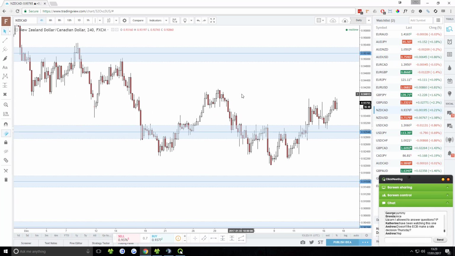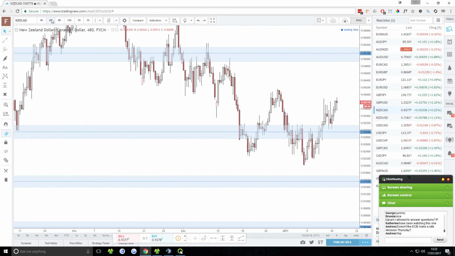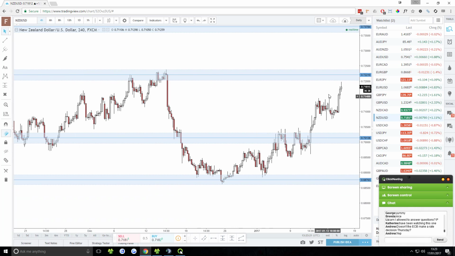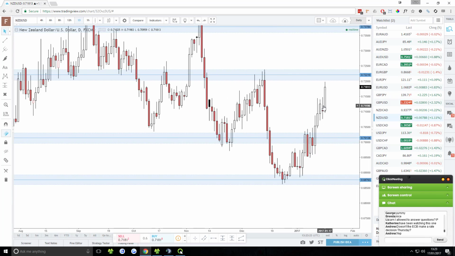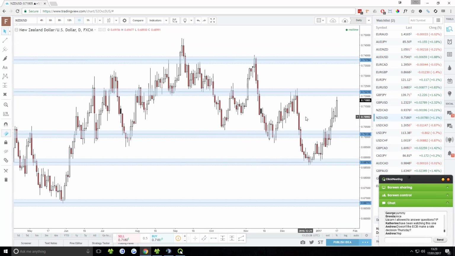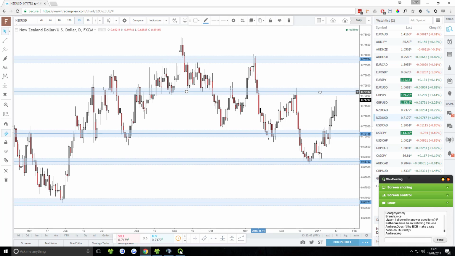New Zealand CAD in between two support resistance areas, therefore there are no potential trades there. New Zealand USD heading up towards a resistance area. It's heading up towards a pretty strong resistance area, in fact. So I am going to be keeping a close eye on this, but it hasn't even reached it yet, so I don't want to get too excited about that. But let's keep an eye on New Zealand USD.